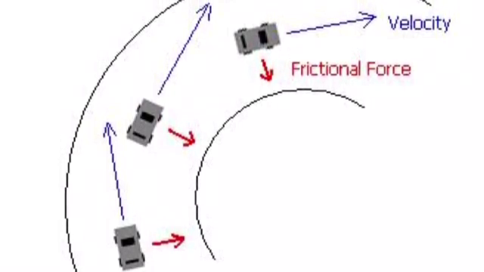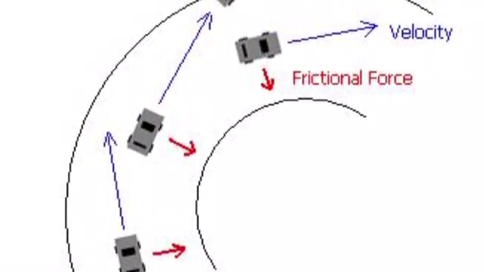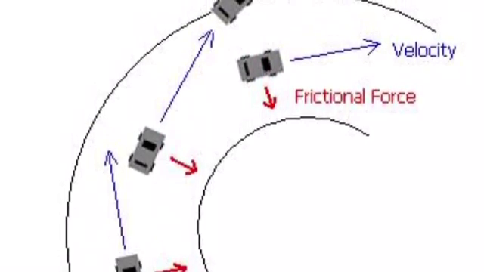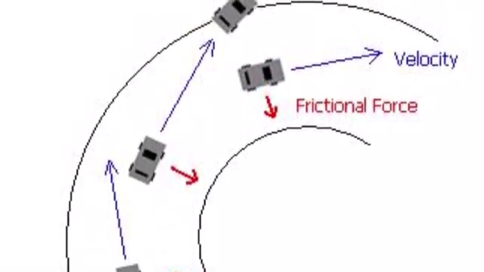All objects move with constant velocity. Velocity is the speed of something in a given direction. While moving, the object will soon be stopped by friction.